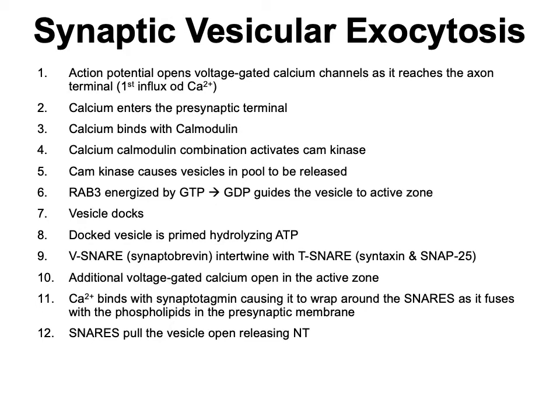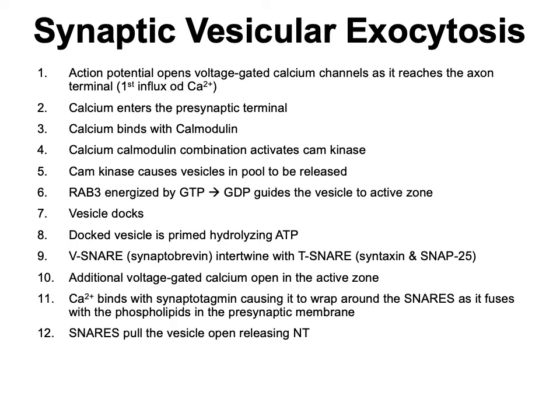I did this in case it seemed kind of choppy going through slide to slide via just studying this on your own. But I'll read to you the order of them. One is the action potential, opens voltage-gated calcium channels at the axon terminal, and you have your first influx of calcium. So the calcium will then enter the presynaptic terminal.